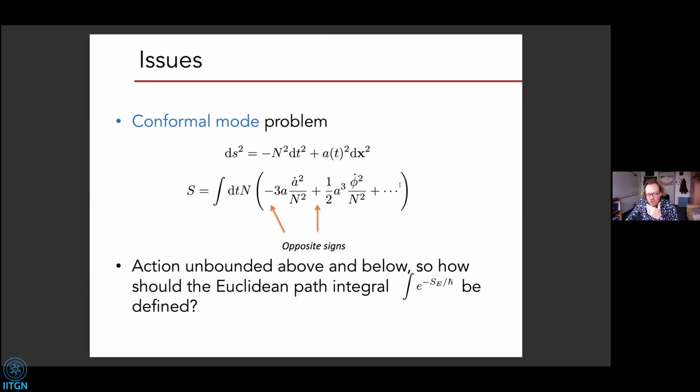But it's true for all other matter fields, and in fact also true for other deformations of the metric. So if you have anisotropies, they also have a kinetic term that is the opposite of the kinetic term for the scale factor. Now, that means that when you write the path integral over this action, this integrand will be unbounded both above and below. And so it's not clear how one should define such an integral.